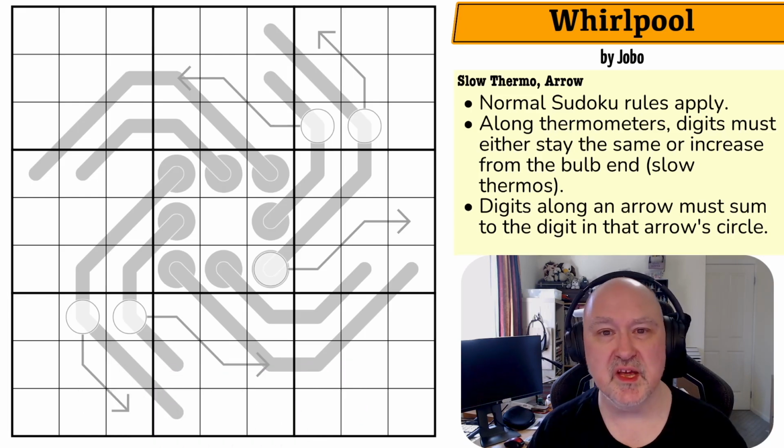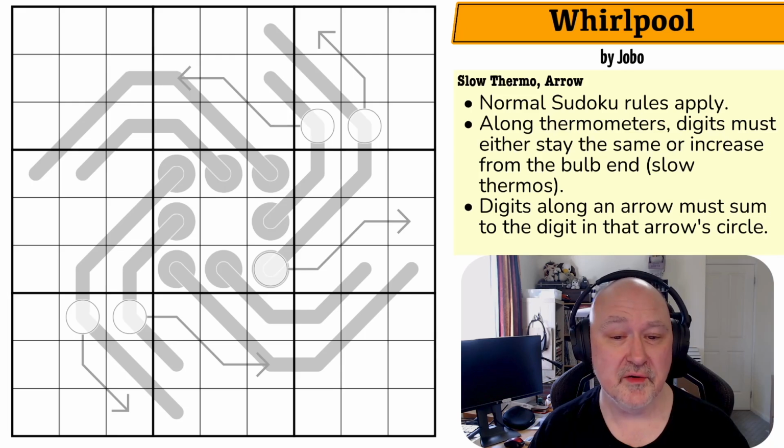Today I'm going to be bringing you a puzzle called Whirlpool by Jobo, which showcases the slow thermo constraint as well as the arrow constraint. Now, the arrow constraint is one that gets covered quite a lot on this channel, but the slow thermo constraint, which is a variant of the thermometer constraint, is one that doesn't get seen as often, but is really, really fun. Now, I haven't solved this puzzle before, but we'll see how this one goes.